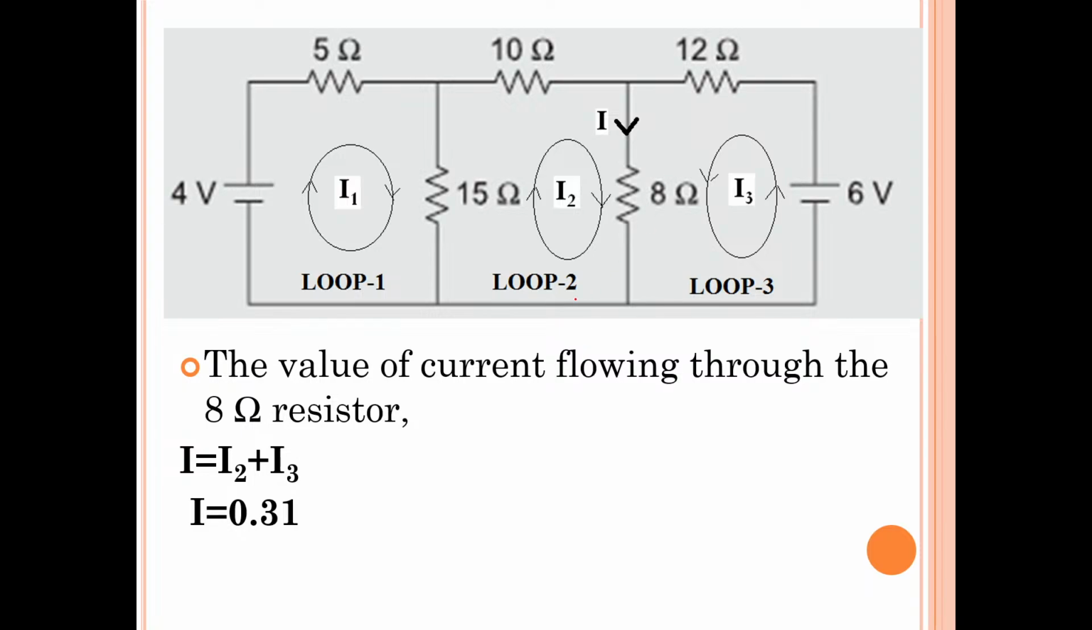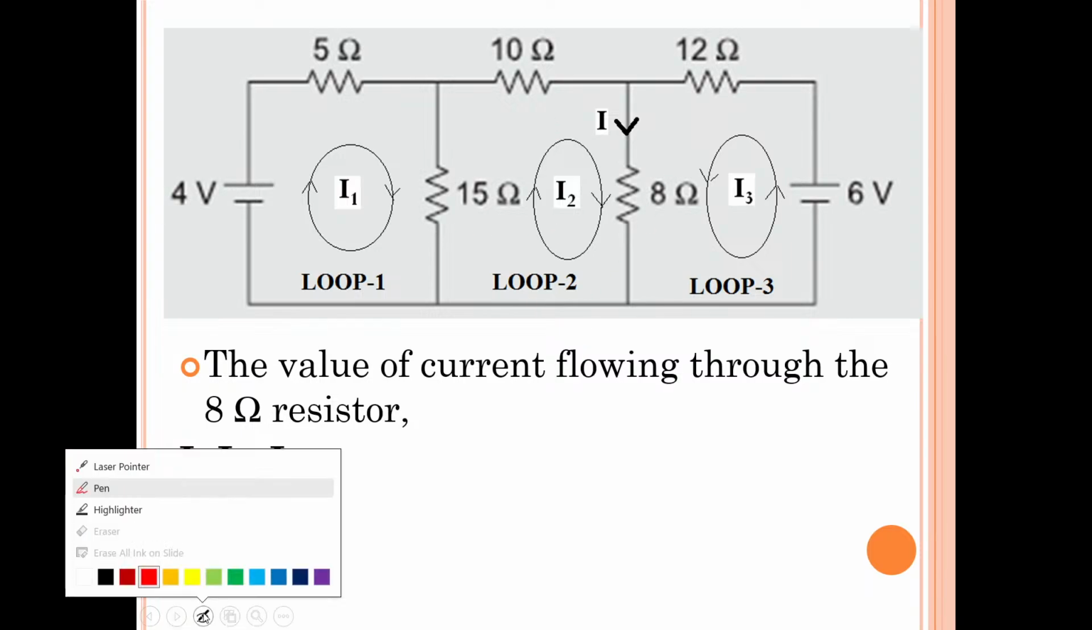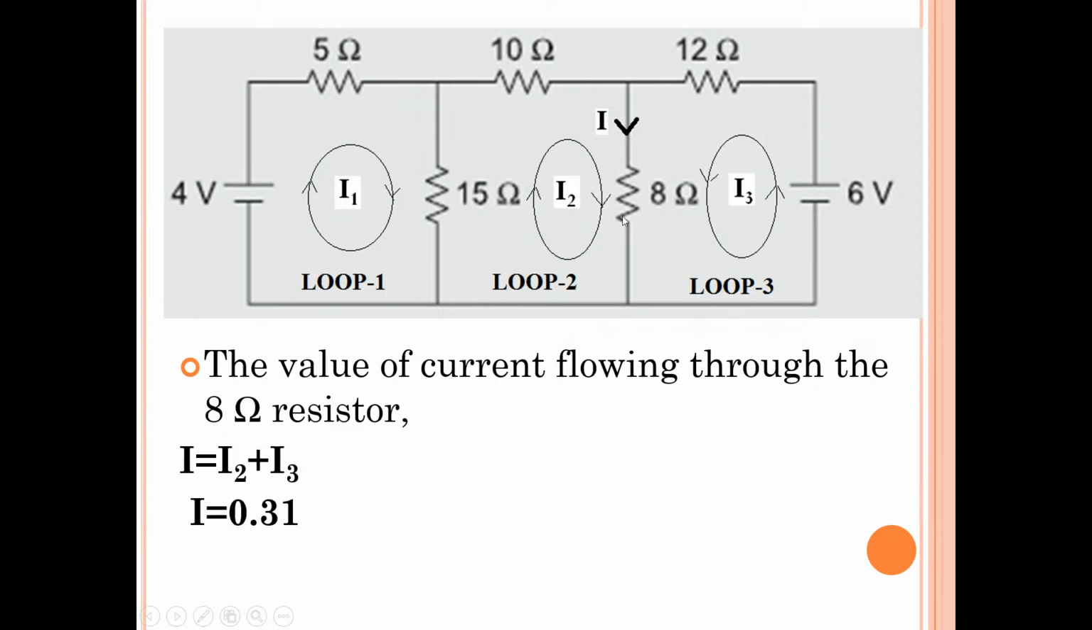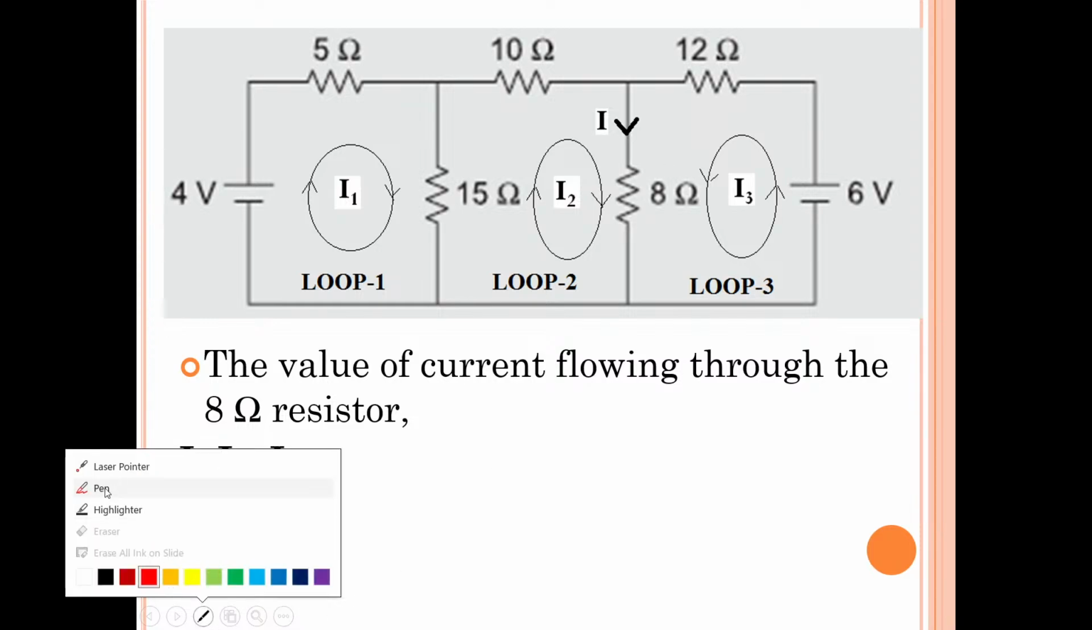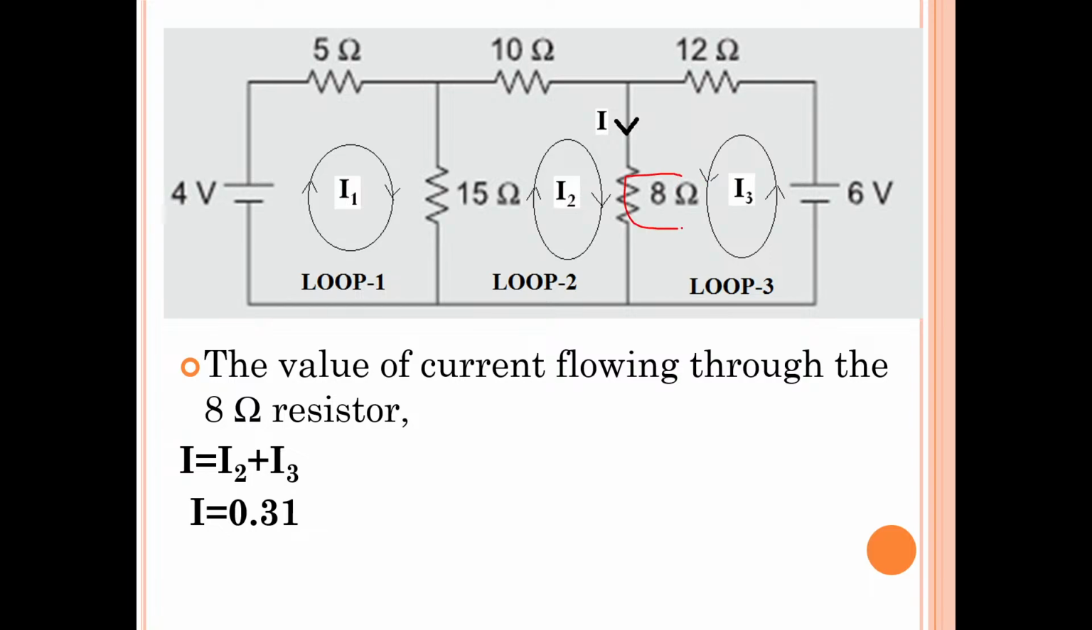Actually, what is our aim? Our aim is to determine the current flowing through 8 ohms. So what is the current through 8 ohms? It is I2 plus I3. Add I2 plus I3, what is the value? I value is 0.31.